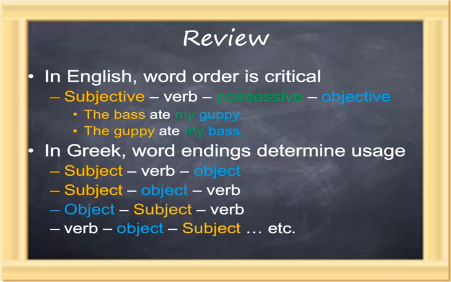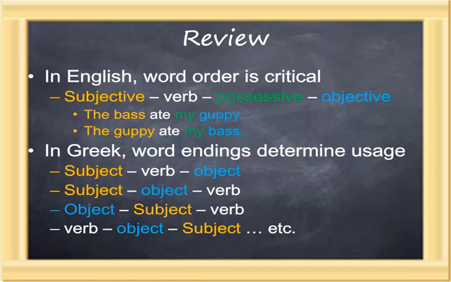It's not that way in Greek at all. Word endings determine usage. The words themselves can be in all sorts of order in a Greek sentence. The subject can come first and the object last, as in an English sentence, or one can have subject-object-verb, or object-subject-verb, or verb-object-subject, or any number of other combinations. All of these sentences would mean the same because word usage is determined by the endings.